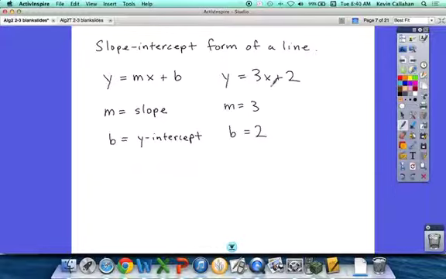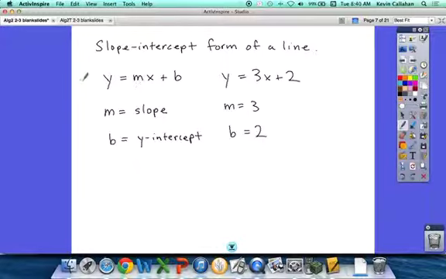What is the slope of a line? It's the tilt, right? It's how much is it going up or down. Is it going up really steeply, or is it going up just a little bit? Or is it flat? Or is it going down? Right? That's what that m is telling you there.